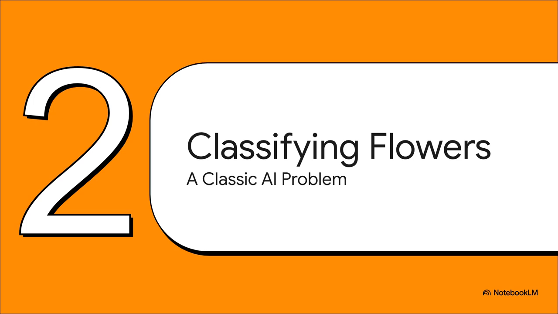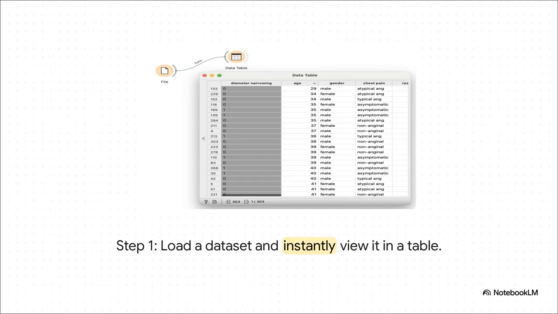We're going to build a real machine learning model to solve one of the classic problems in data science, classifying iris flowers. Okay, so first things first, every project needs data. We've dragged the file widget on here to load up that famous iris dataset. Then, we just connect it to a data table widget. A quick double click and boom, there's all our data, laid out nice and neat like a spreadsheet. No code, just instant insight.